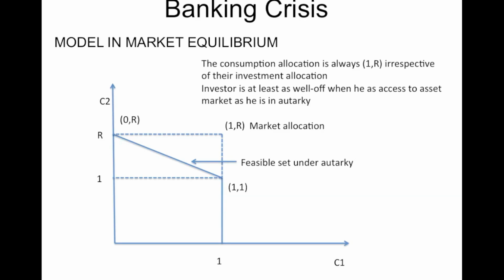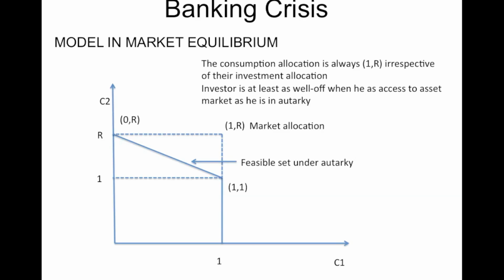However, in market equilibrium, we have a certain market allocation, where consumption C1 remains at 1 and consumption C2 remains at R. The consumption allocation is always that, irrespective of the investment allocation, irrespective of whatever amount or units they have invested in the short-term asset or long-term asset. The consumption allocation will always remain 1 and R. An investor is at least as well off when he has access to the asset market as he is in autarky. So we have seen the benefit of trading here.